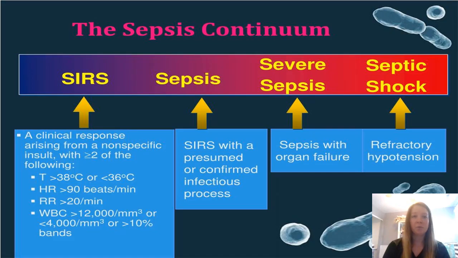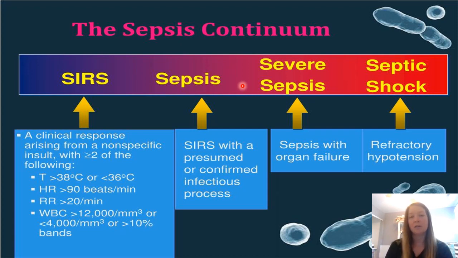So I wanted to make sure that everyone is aware that sepsis, it's on a continuum, right? We have our SIRS criteria over here on the left, and you can see that it's a clinical response that's arising from a nonspecific insult. And you have more than 2 of the following, whether you have an increased temperature or a decrease in temperature, you have an increased heart rate, increased respiratory rate, and you have a dysregulation with your white blood cell count. But as it continues, then we have a definition of sepsis, which is a confirmed infectious process.